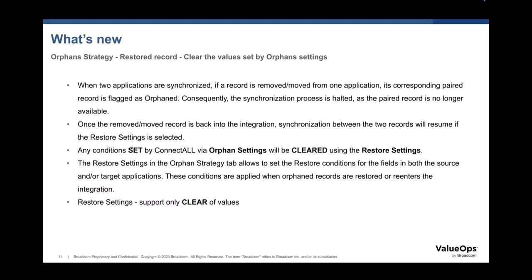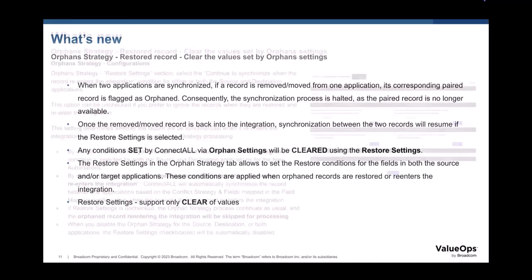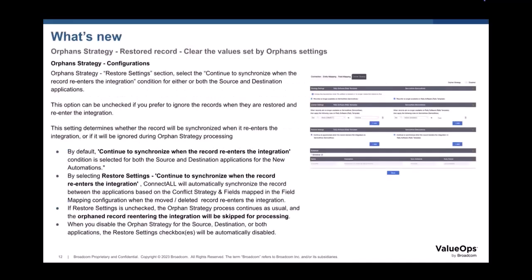And to be conscious here, it is only the rules that are set. Based on the set capability, we'll be able to clear the values that were set, using the restore settings. And we'll only be able to clear a value, at least for now. That's what we have implemented. If a record is restored, we are not giving any options for setting another field value. Whatever ConnectALL has set by the orphan settings, ConnectALL will give you the capability to clear those values. So that's something that we have done.